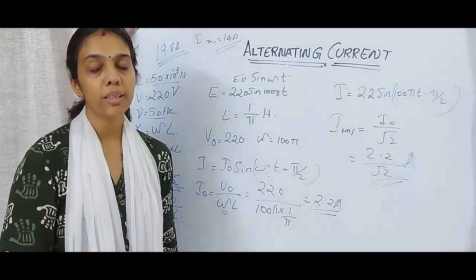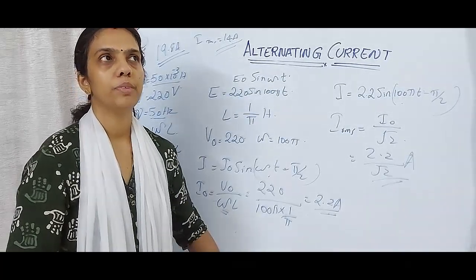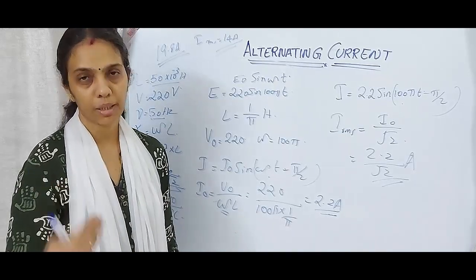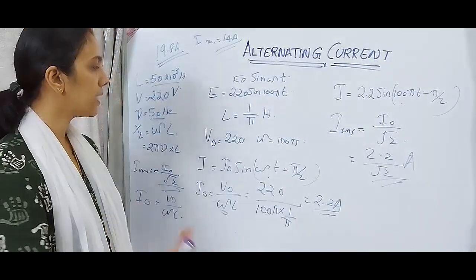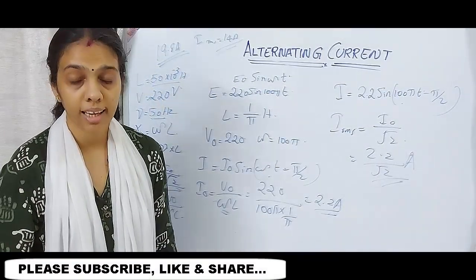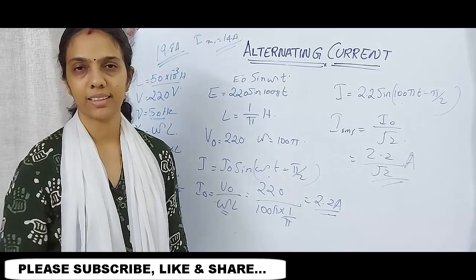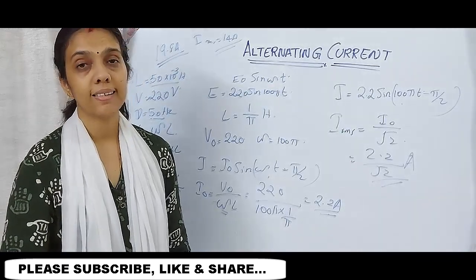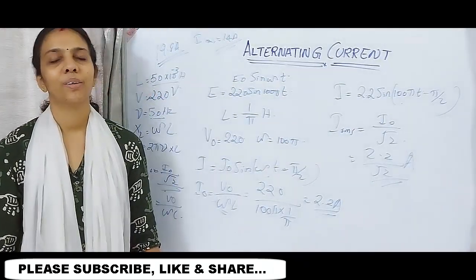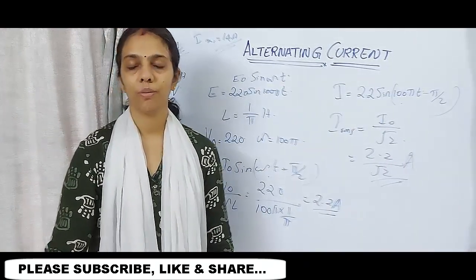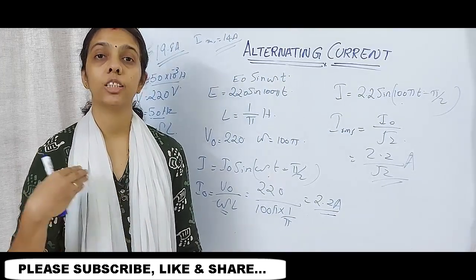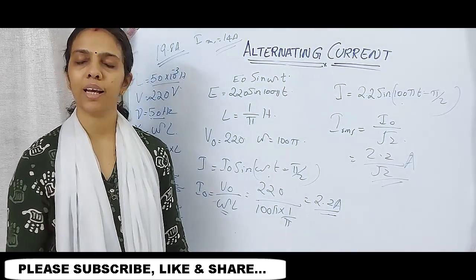Here you should remember that I is lagging behind the voltage by pi by 2, and inductive reactance is equal to omega into L. Omega L is the inductive reactance, which is equivalent to the resistance in the resistive circuit. Okay children, is it clear? Then in the next video we will continue with the capacitor: if an AC circuit is connected to a capacitor, how the changes will happen.